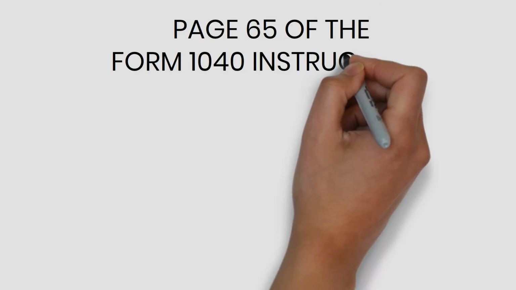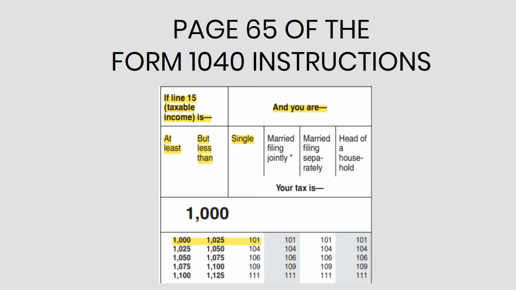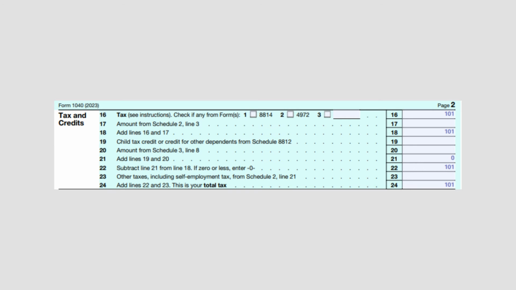Next, we will calculate your tax using the tax tables that begin on page 65 of the Form 1040 instructions. Since your taxable income is at least $1,000 but less than $1,025 and you are single, your tax is $101. Place this amount on lines 16, 18, 21, 22, and 24, as you don't have any other taxes or credits.